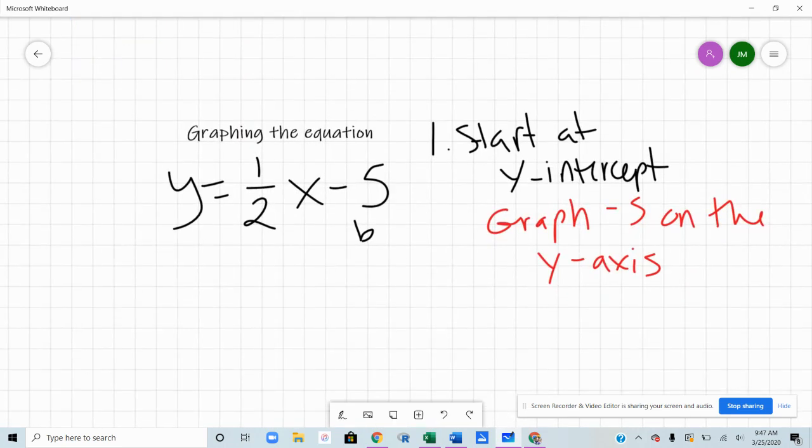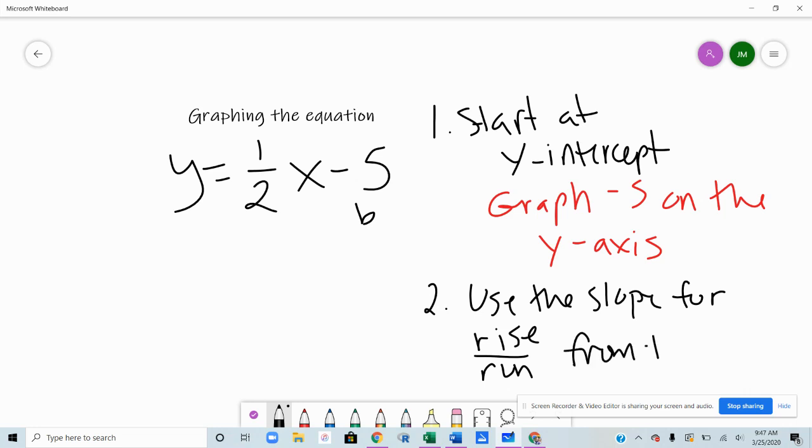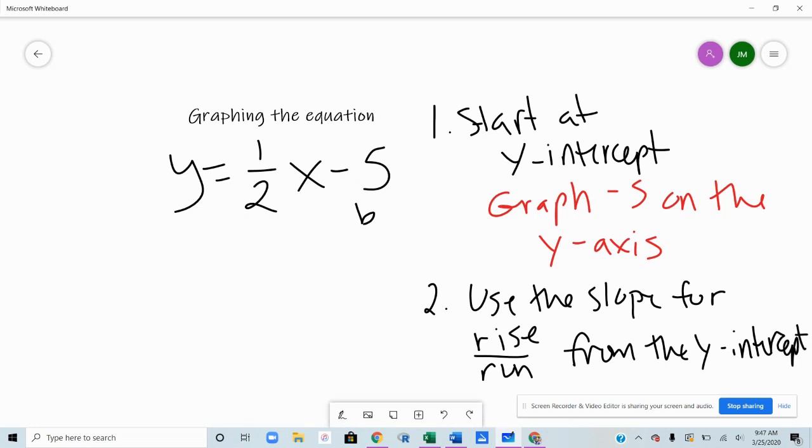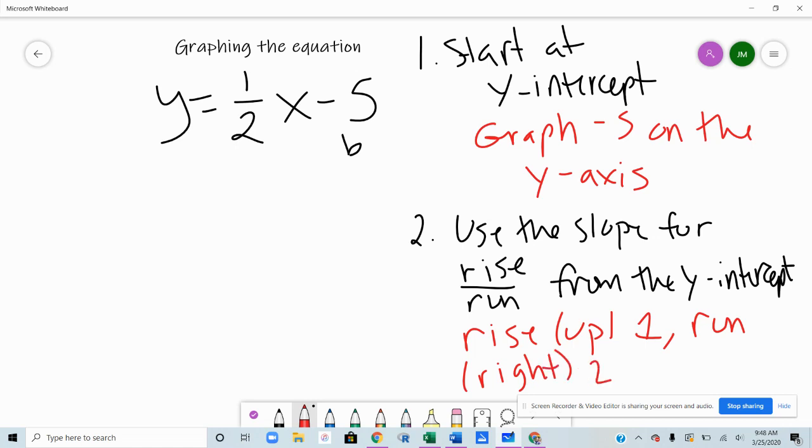Then step 2 is use the slope for rise over run from the y-intercept. So in our case, our slope is 1/2, which means you rise up 1 and run right 2 from that point on -5.